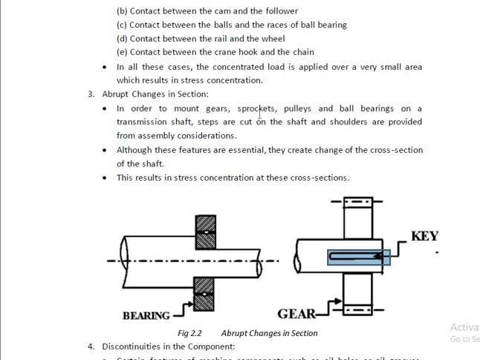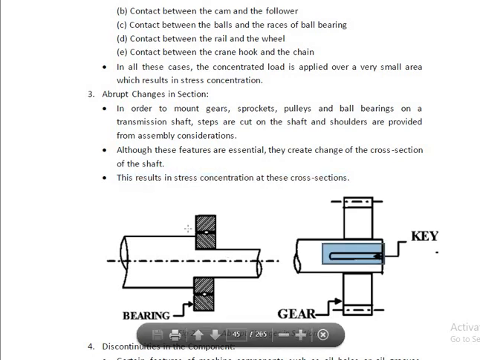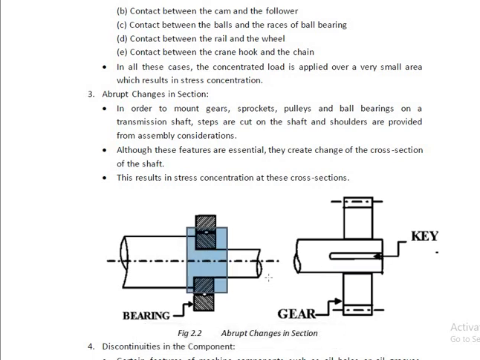For the mounting of these gears, sprockets and pulleys, some step formation is there. This is the step formation. This is one part where there is a change in cross section. Due to this step formation, there is a chance of localization of the stresses. These features are essential, but they create a change of cross section of the shaft. This results in stress concentration at this cross section. Here the resultant stress will be there. At this section there is a possibility of stress concentration.